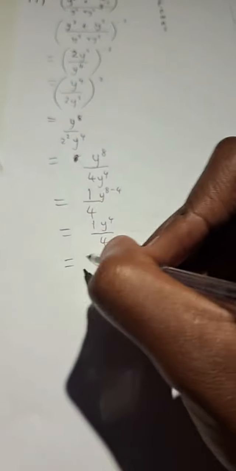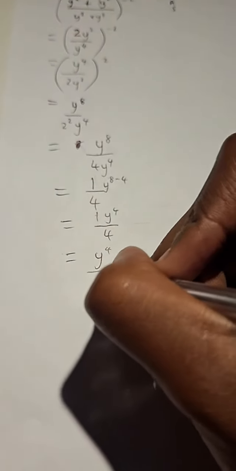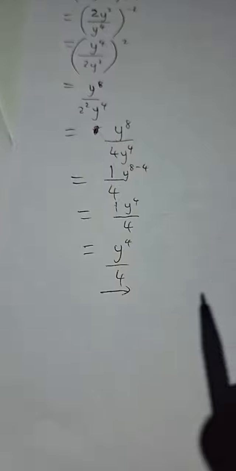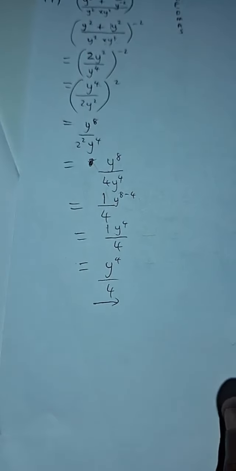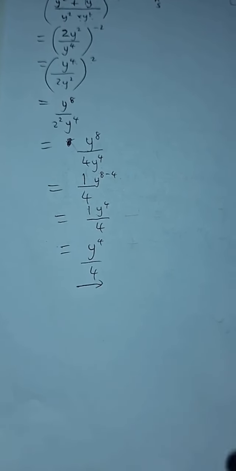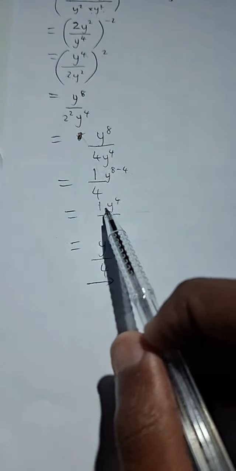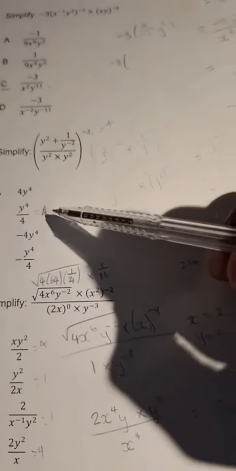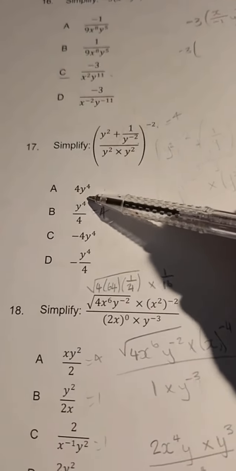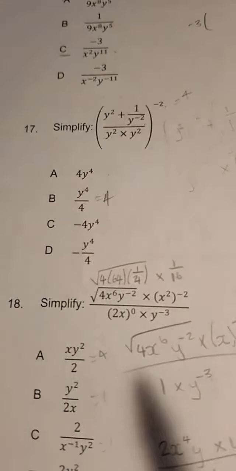Remember, the 1 is there, just like God or the Holy Spirit or angels, invisible, unseen, ever present. They are always there, even though we don't see them. So that leads us to the answer: y to the power 4 over 4. So our answer is B, guys.